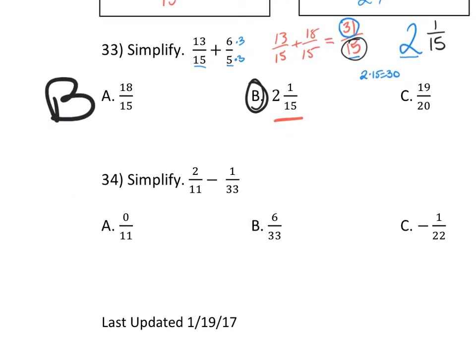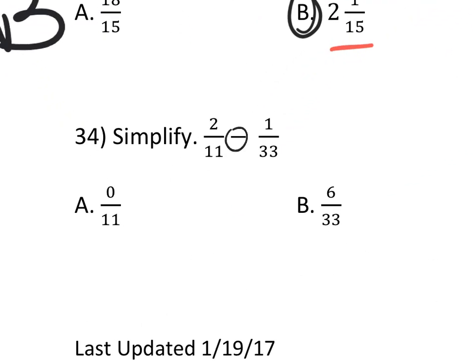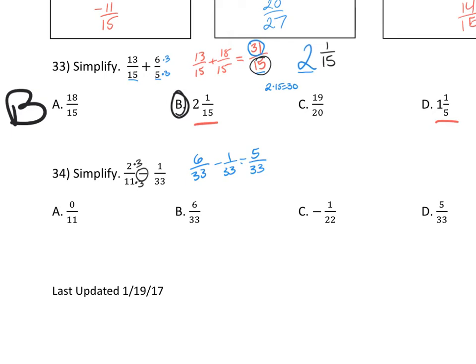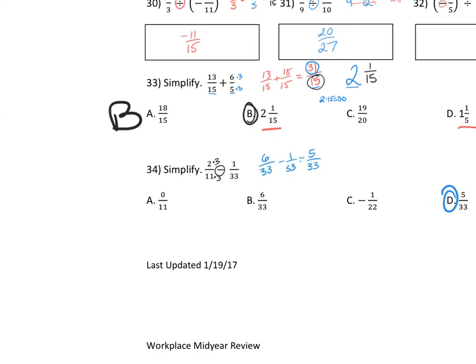Okay, 34. We need a common denominator because we are subtracting. So I'm going to multiply my first fraction by 3 to get a common denominator of 33. So 6 over 33 minus 1 over 33. Subtract the numerators. Denominator stays the same. 5 over 33. Let's make sure it is reduced all the way. 5 divided by 33. Math, enter, enter. And it is. And D would be our final answer.